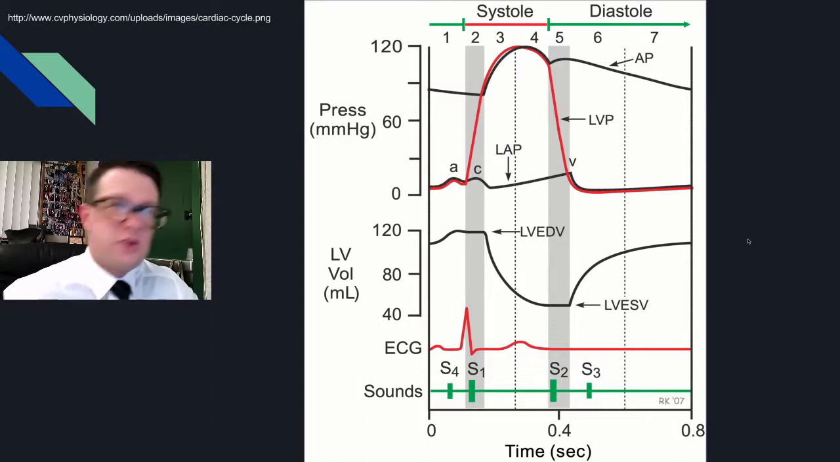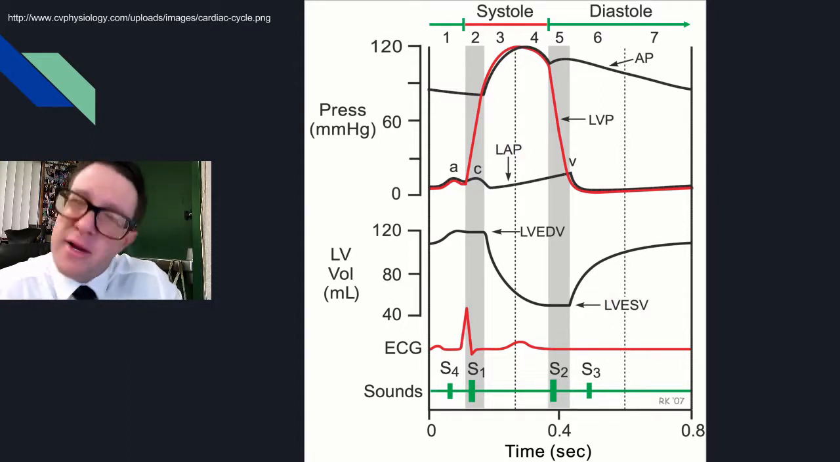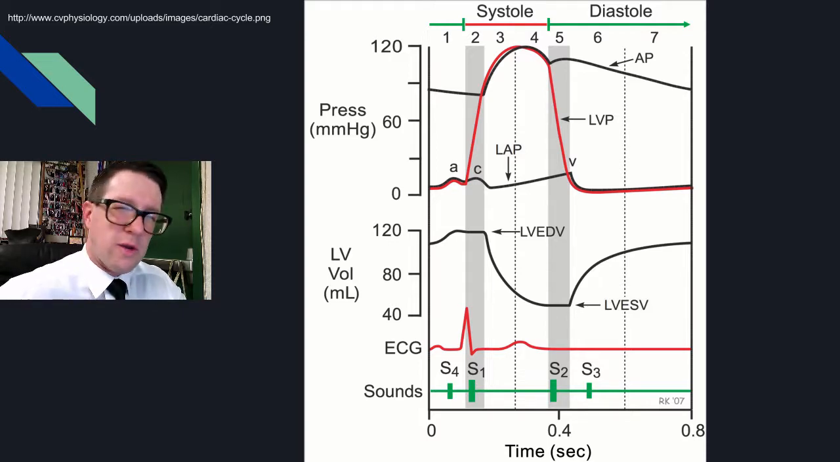What would I expect you to do? You should be able to draw the pressure curve, and you should also be able to correlate it with an ECG, meaning make the ECG match the pressure curve as closely as you can. The sounds aren't my big thing, so we don't need to worry about that as much.